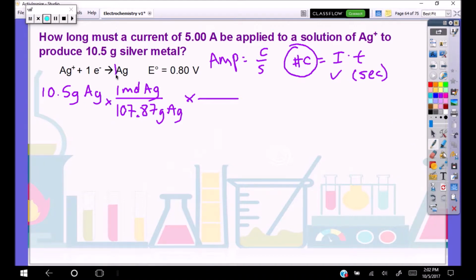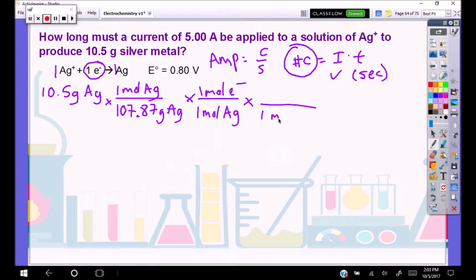Remember that this is technically a 1 in front of here and a 1 in front of here. I have moles of silver because my grams have canceled out. I'm now in moles of silver. I want moles of silver to cancel out, so I'm going to use that coefficient of 1 next to my silver, and I want to figure out how many moles of electrons I have. Well, the good news is you can use your balanced equation here to do that. I have 1 mole of electrons for every 1 mole of silver. Now I'm in moles of electrons, and I can get back to coulombs.